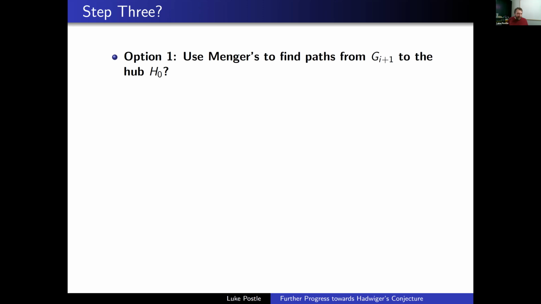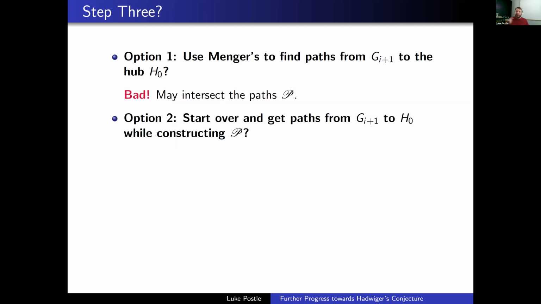So here I'll just run through some ideas. I know that there's high chromatic stuff. I make it connected. But how do I get my minor from the hub to that future? How do you get from the present to the future, right? So option 1 was, do you use Menger's to find paths from the future GI+1 to the hub? And the answer is no, because they obviously could intersect these nice paths that I was using to build. They might block you. My option 2 I came up with was you start the whole thing over.